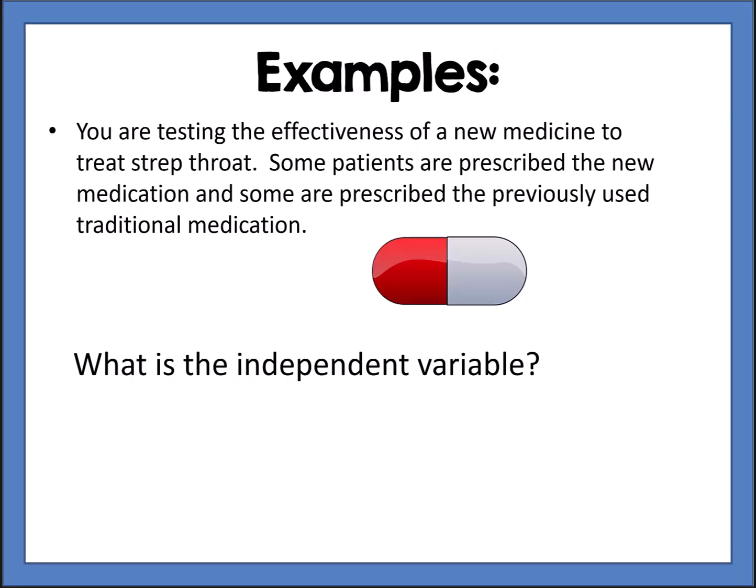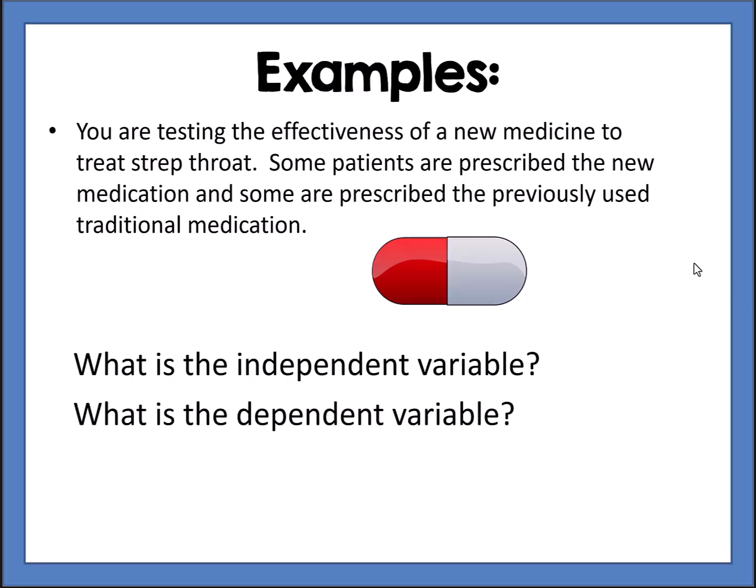Well, the independent variable is the type of medication that's being used. That's what you are physically changing in this experiment. What's the dependent variable? The dependent variable is the ability to eliminate strep throat. So how effectively does that medication work? That's what you're going to measure at the end of the experiment. Did it treat the strep throat or not?